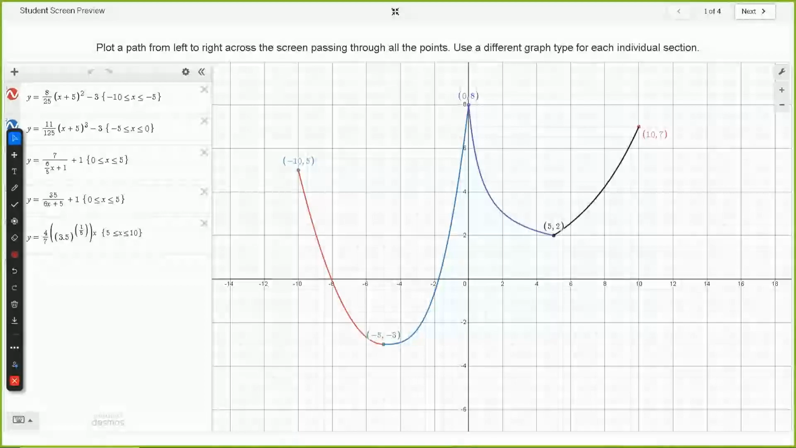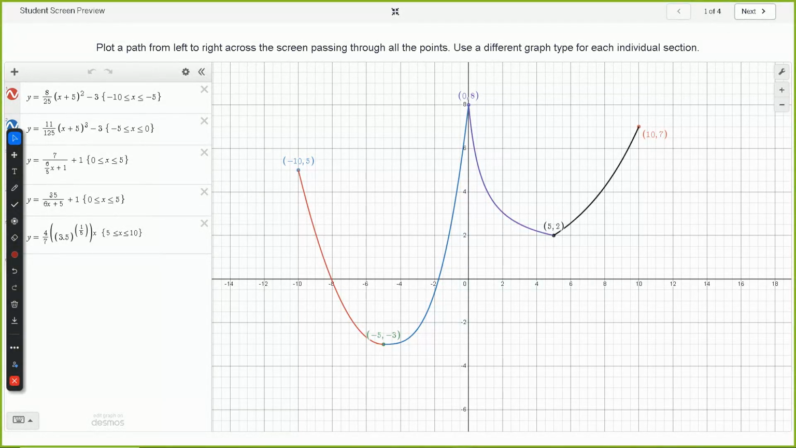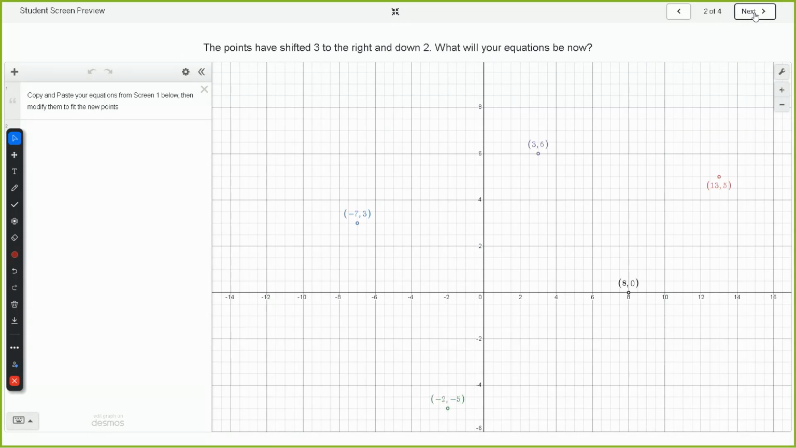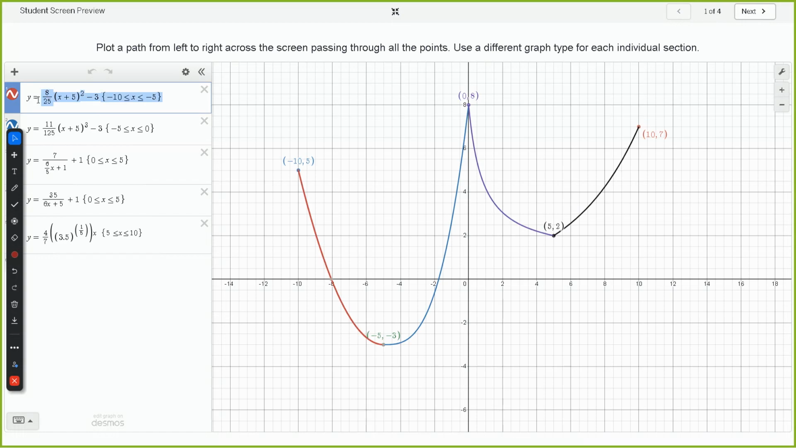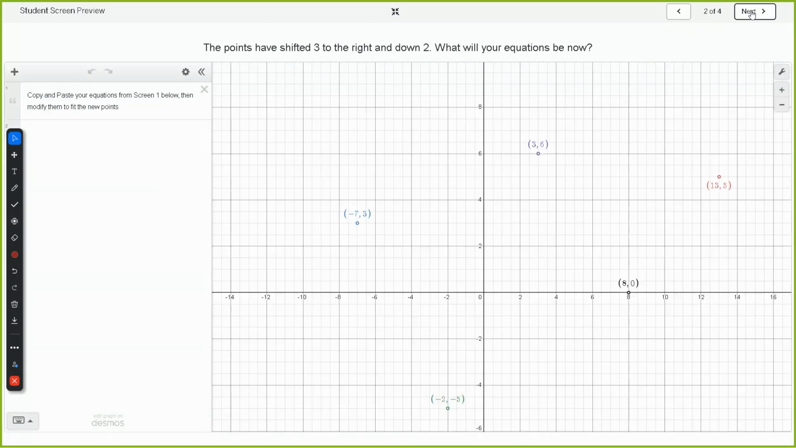Alright, so looking at this next part of the year now. What I have here is the graphs, and in the next part now I need to transform each of the graphs so that they fit the new points which is given here. So what I'm going to do is bring equation by equation and see if I can transform each of these, and this will test my ability to do horizontal shifts and vertical shifts. Do I actually understand them?